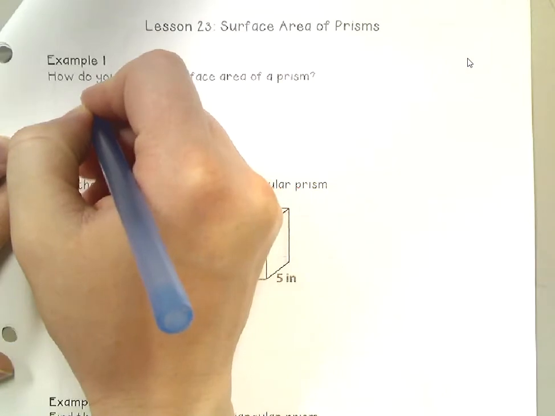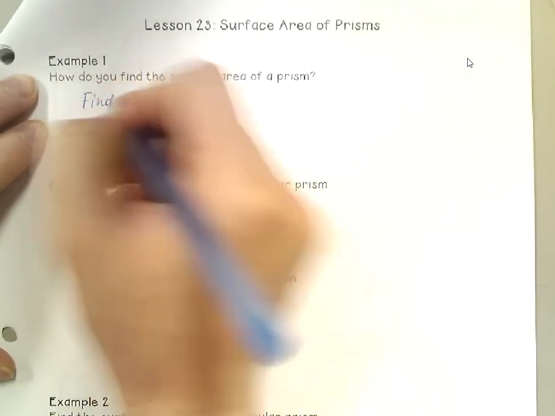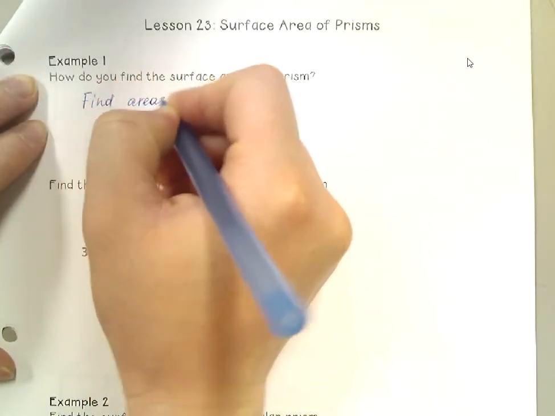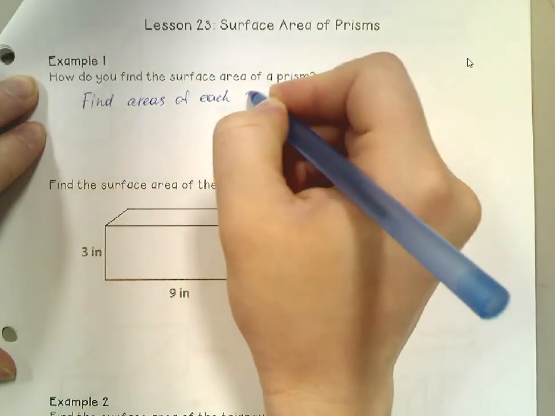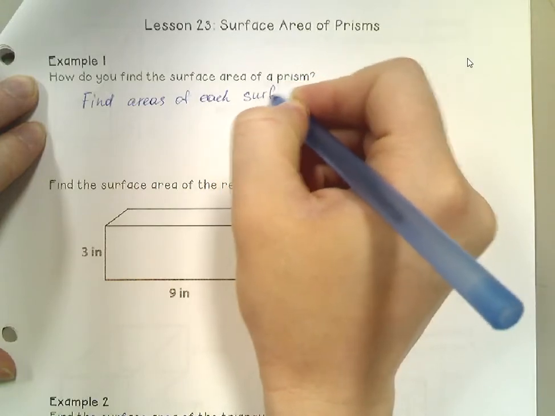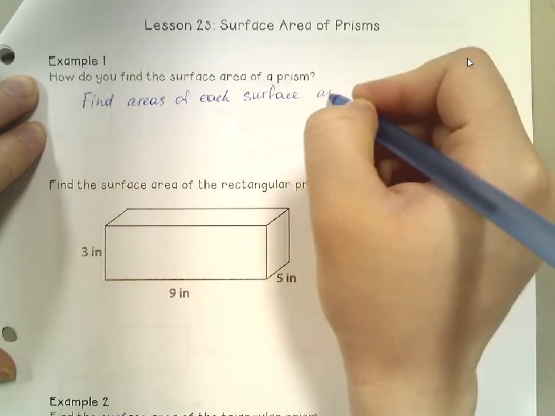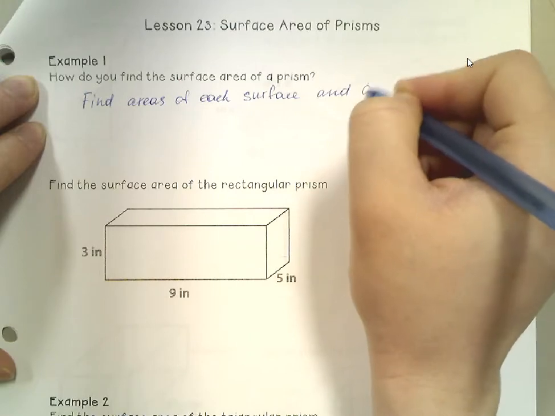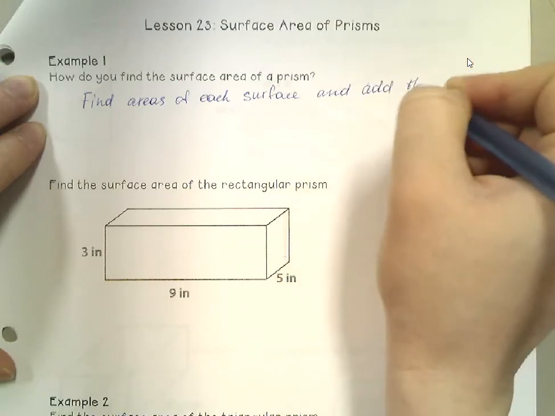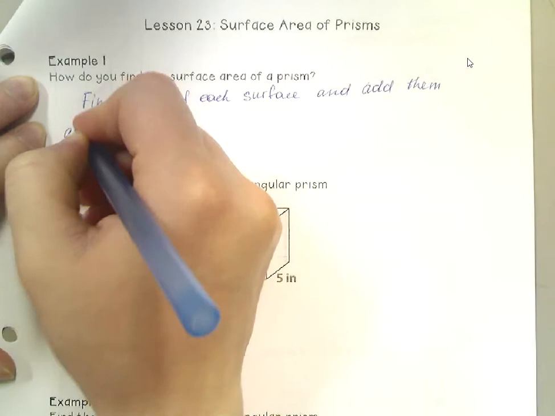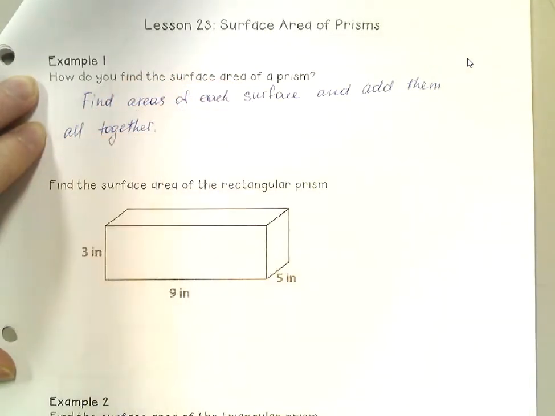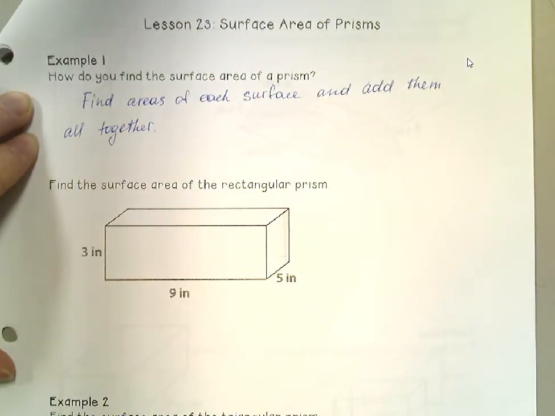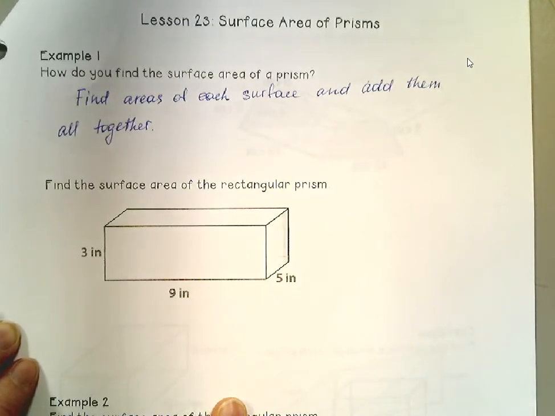So we'll find areas of each surface and add them all together. That's the fundamental principle of all the surface areas. Just to review from yesterday, how do we find the surface area of this rectangular prism?